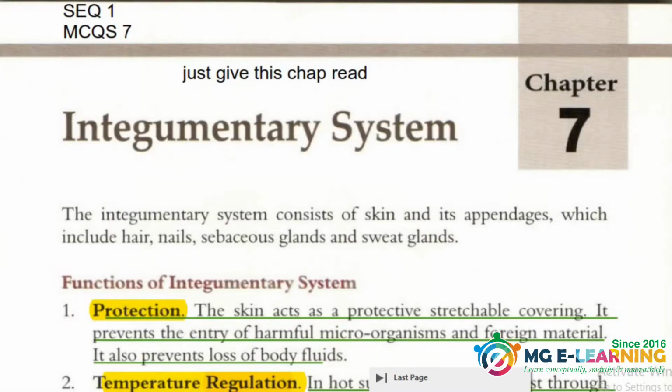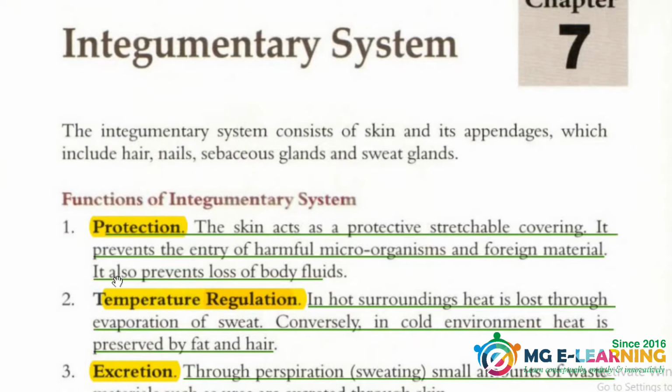This is Hafsa again from FMDC and we are doing General Anatomy Chapter 7. First of all, the table of specification indicates there will be 1 SCQ and 7 MCQs. You just have to read this chapter thoroughly, otherwise it is not as important as Chapters 3, 4, 5 and 6 are. So, the integumentary system is an easy one.